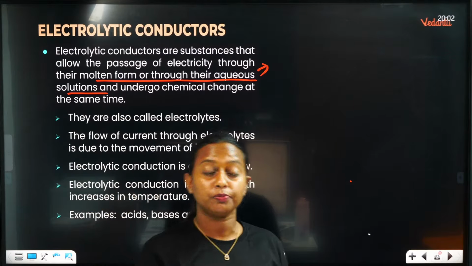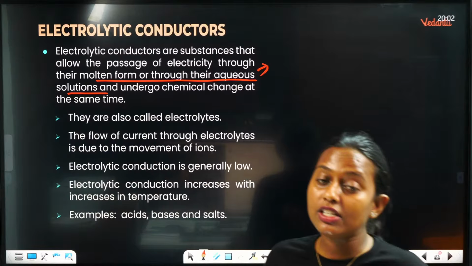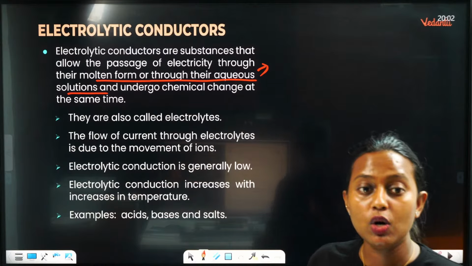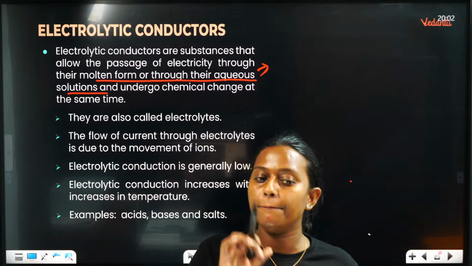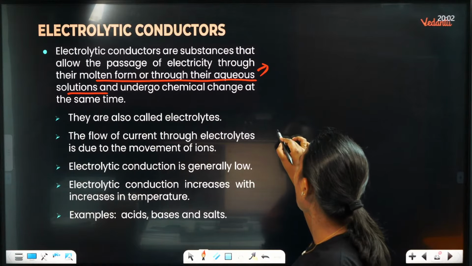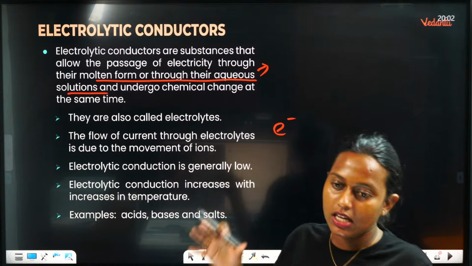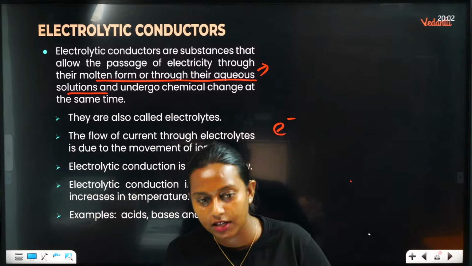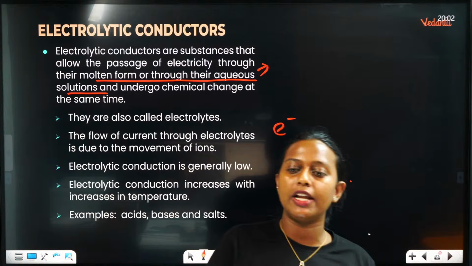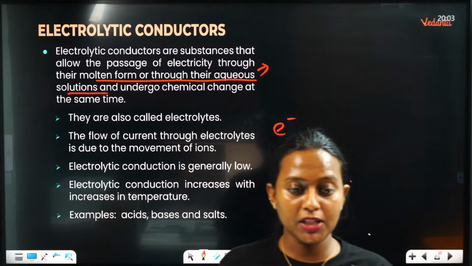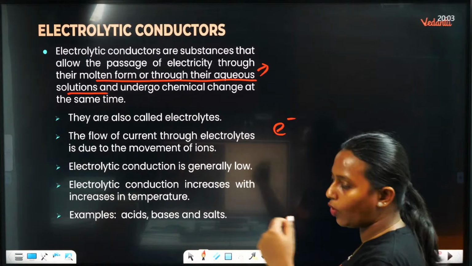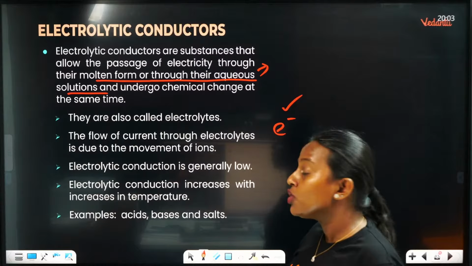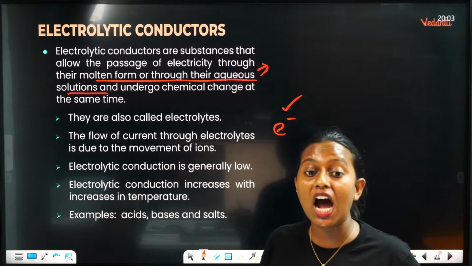Normally in a metal, electrons carry the electricity. We know that electrons move from here to there, and current moves in the opposite direction of electron flow. But here, ions carry the electricity. We know that cations and anions are there.